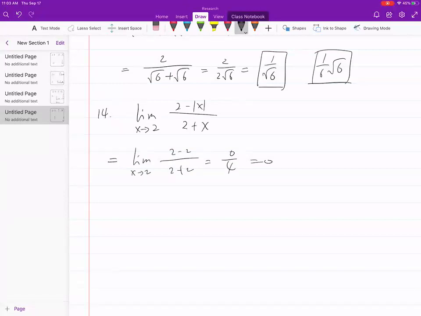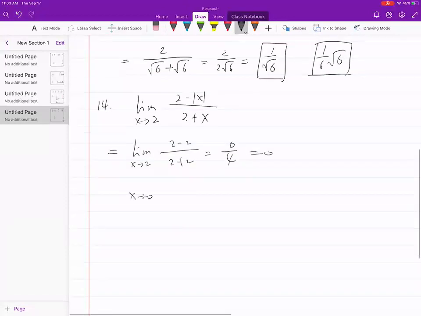Sounds good? The tricky one will be when you have x goes to 0 and this, then you do face the choice of positive x and negative x. But for this case, it's 2, so no big deal. Cool.